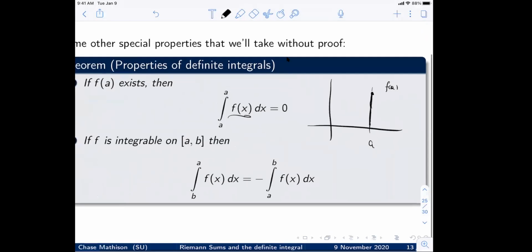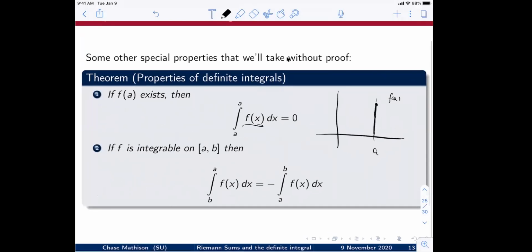Okay. And then number 2 is a little weird. The integral from b to a of f of x is equal to -1 times the integral from a to b of f of x. So this is actually one case where your delta x, when you're looking at the big sum, would actually be negative. And that's really where that negative comes from on the right-hand side.